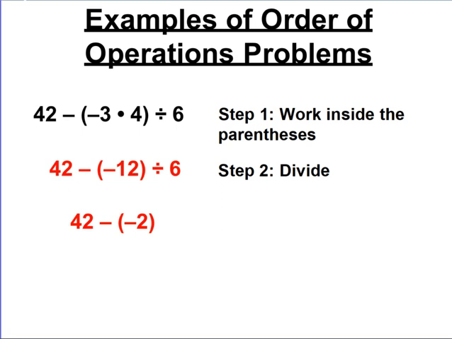The last problem is 42 minus negative 2. So I have to use my subtracting integers rule to solve this. I use the rule keep, change, change. So I change this to addition. I change this to a positive number. And I add. And 42 plus positive 2 is 44. And that is your solution. Okay?